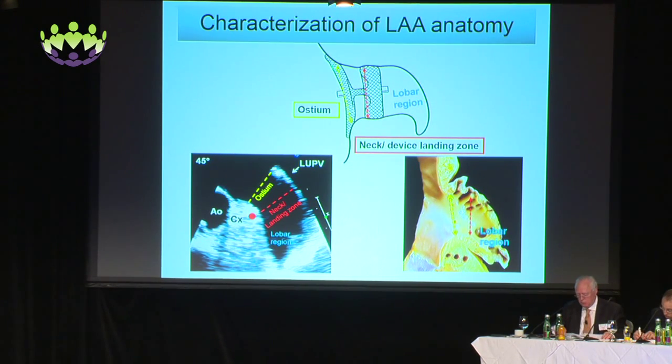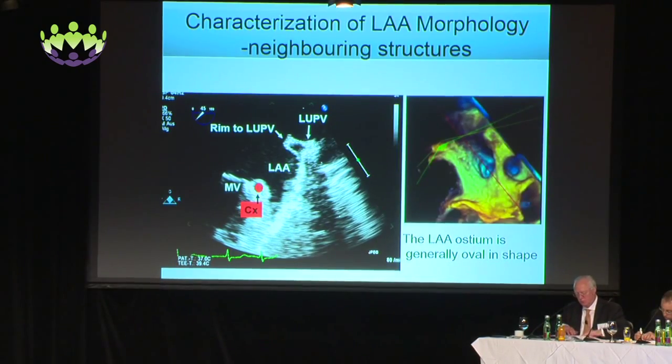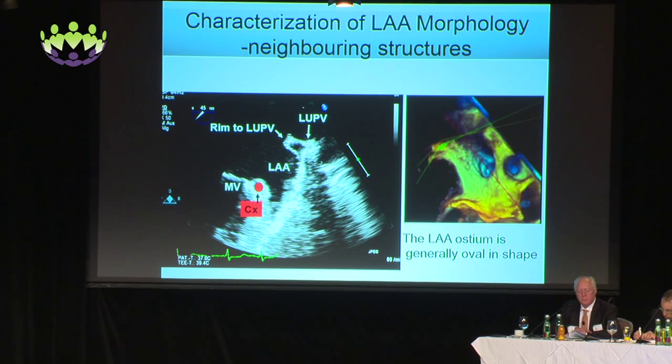And if you look, for example, at an ACP, how would it sit according to these lines? We would have a disc covering the ostium over here, and we would have the lobe located in the landing zone in the neck of this left atrial appendage. So this is how we see it in a 2D TEE.